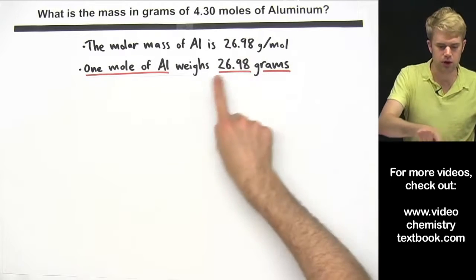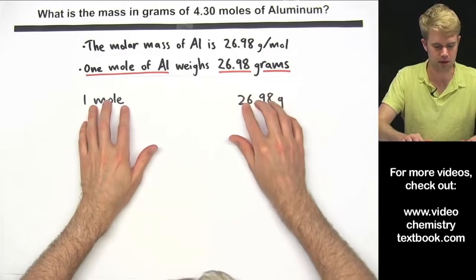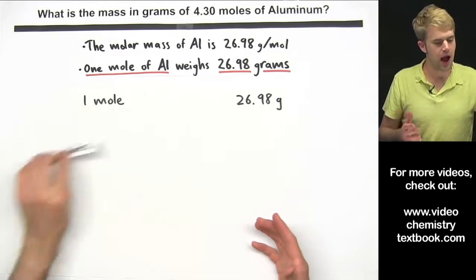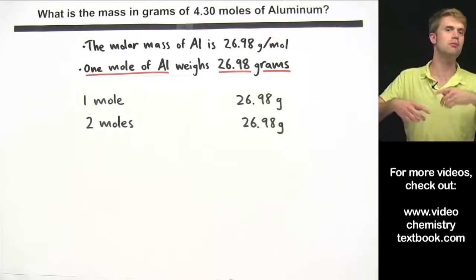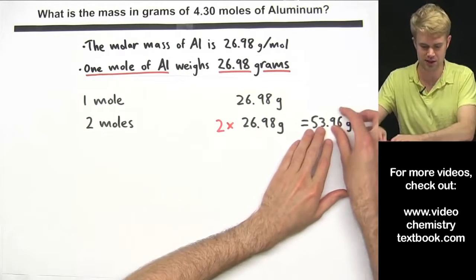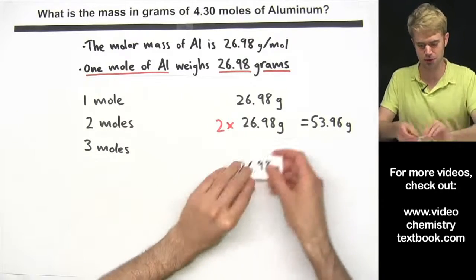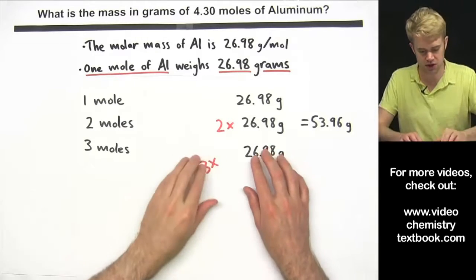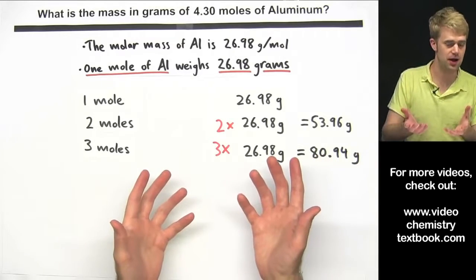Looking at this information here, we can say that if we had 1 mole of aluminum, it would weigh 26.98 grams. How much would 2 moles of aluminum weigh? Well, we take 26.98, which is how much 1 mole weighs, and we'd multiply it by 2, and we'd get this answer. How much would 3 moles weigh? We'd take 26.98 and multiply it by 3 and get this answer. You get the idea, right?